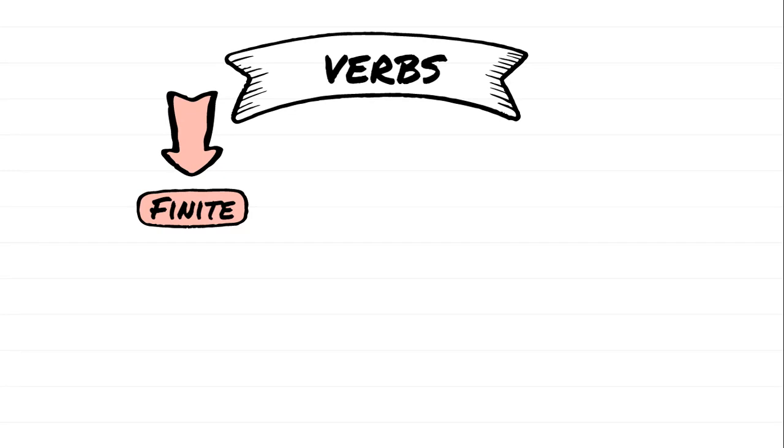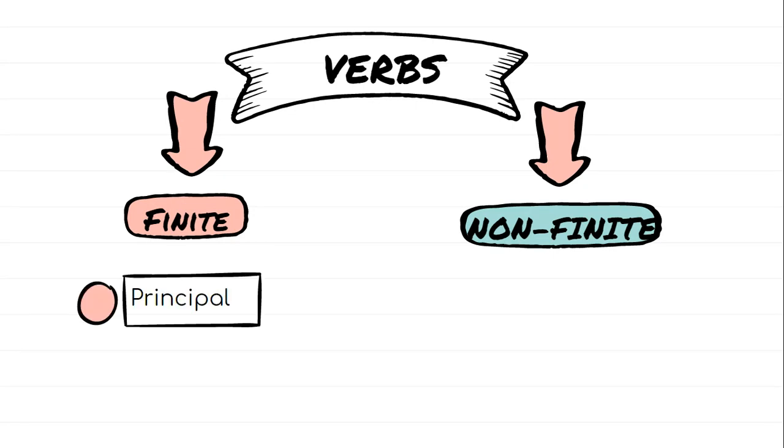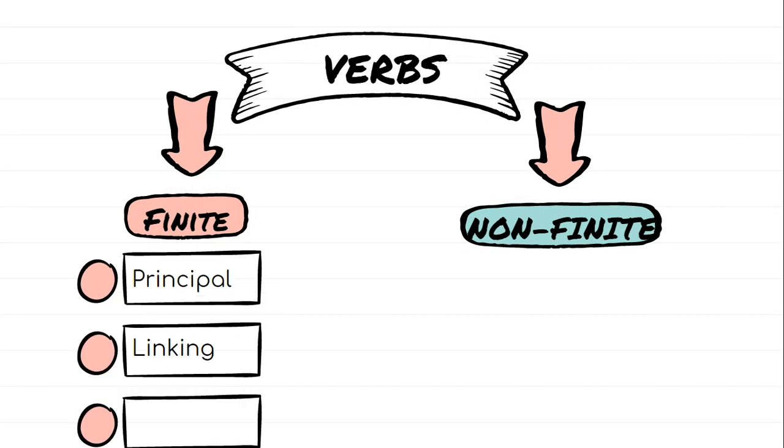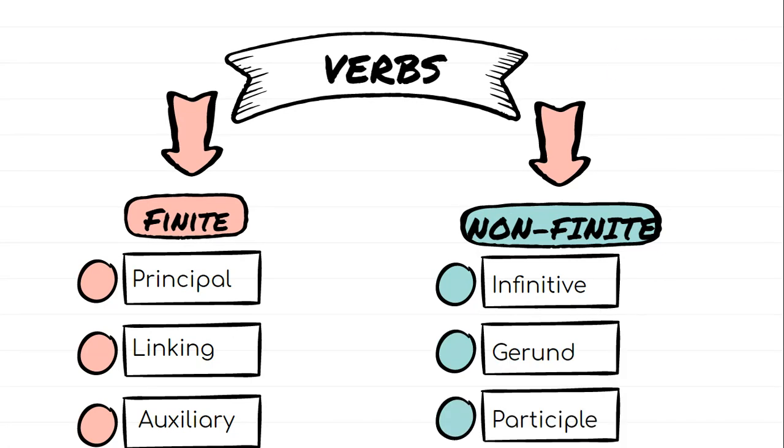So the first category of verbs we call finite. The second category we call non-finite. There are three kinds of finite verbs, and I'm going to tell you a little bit about them. We have the principal verb, the linking verb, and the auxiliary verb. In terms of non-finite, we have the infinitive, the gerund, and the participle.